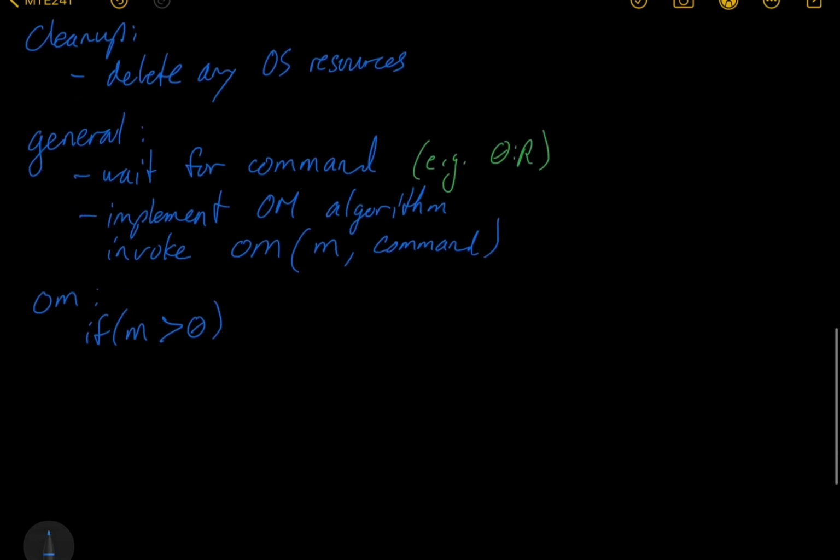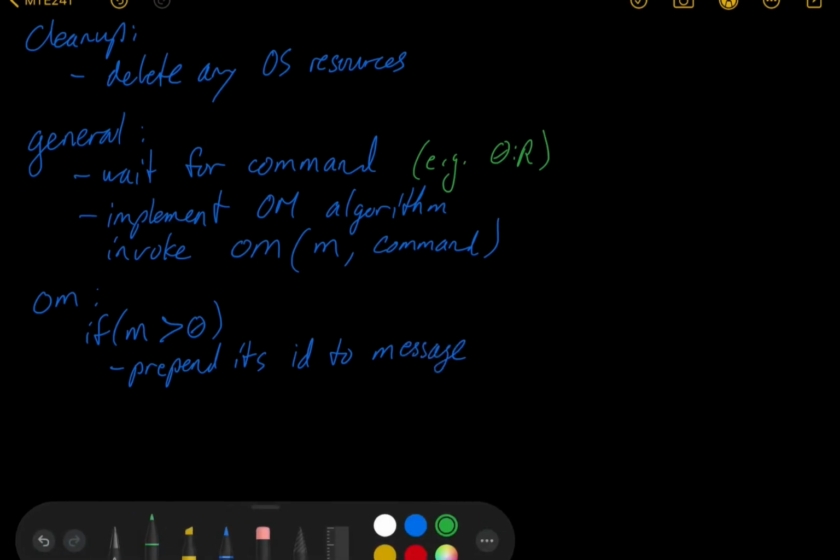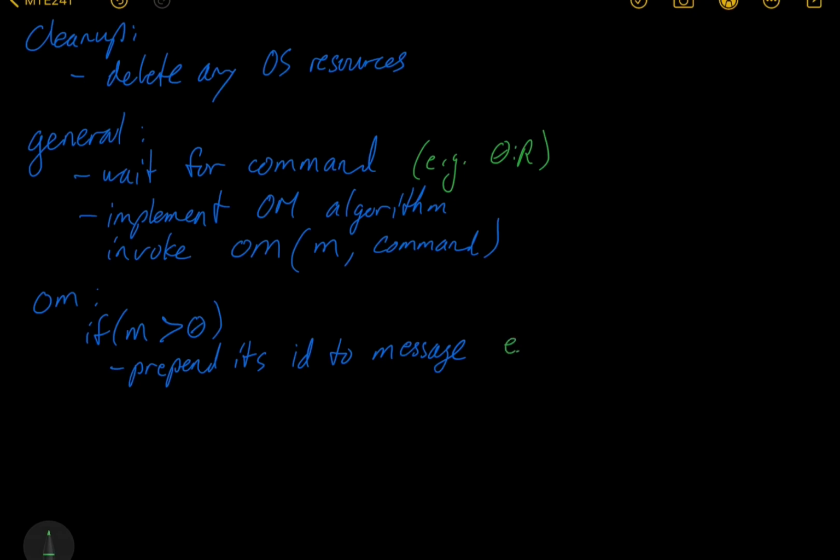So if M is greater than 0, then what it wants to do is prepend its ID to the message. So in the case of general 1, it would stick a 1 colon on the front of it if you're using strings.